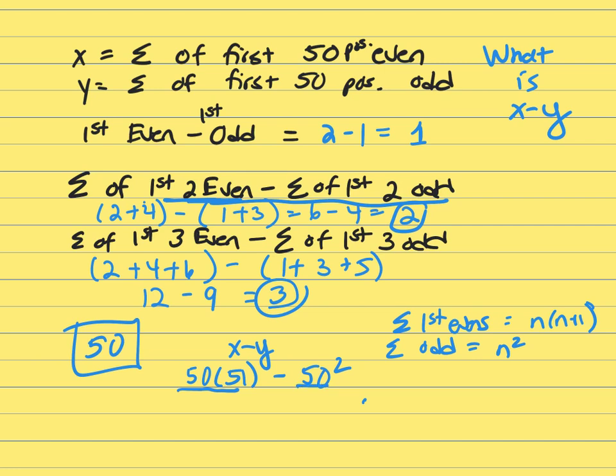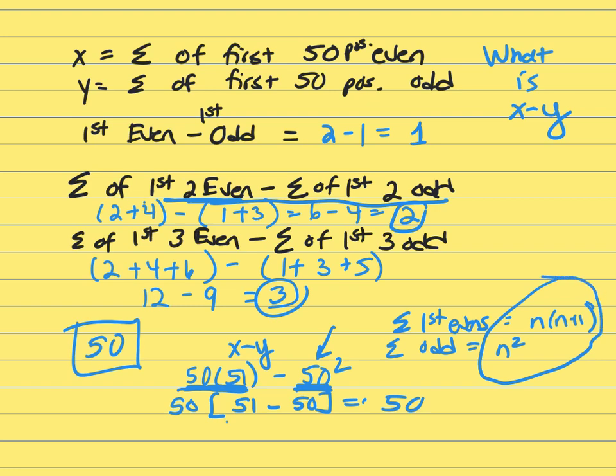And you see how there's a 50 in both of them? So factor that 50 out. If you factor a 50 out of the first term, you're left with a 51 minus, and if you take one of these 50s out, you're left with a 50. So that difference is 1, you still got 50. So I think this is easy to memorize, but either way works.